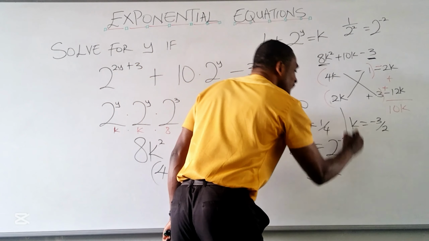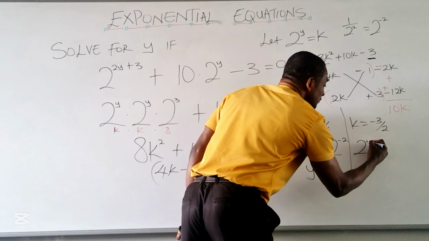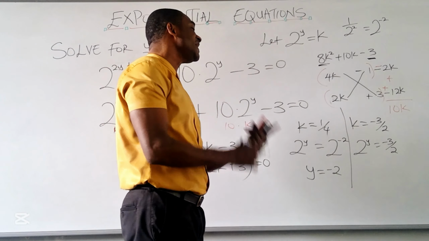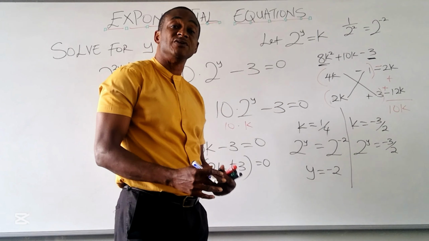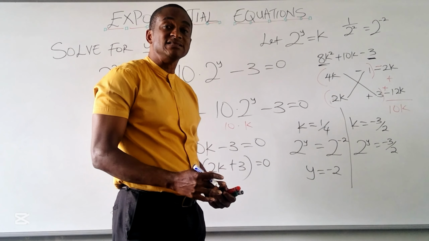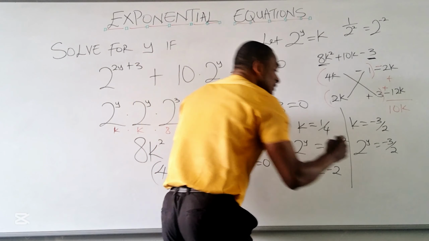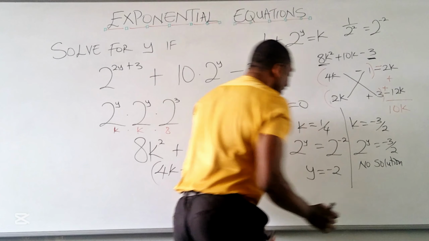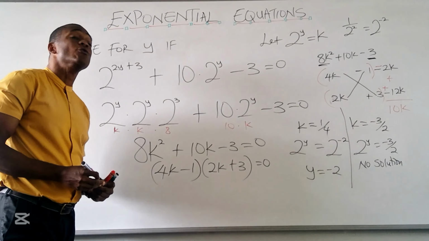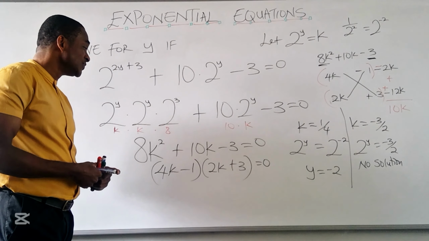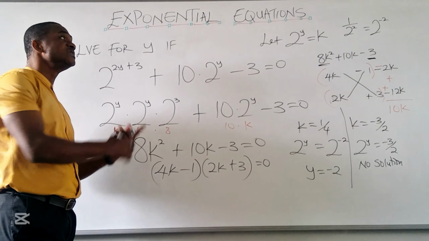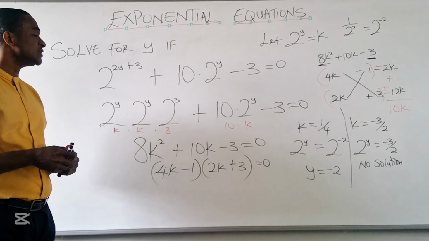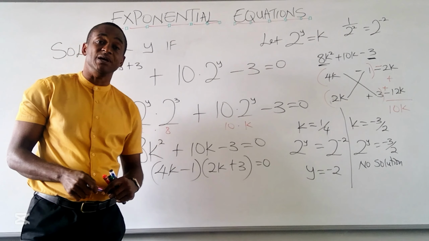We will do the same thing for the last one. I have 2 exponent y for k equals negative 3 over 2. Now we check, is there any way we can reduce negative 3 over 2 to the base of 2? If that is not working, then this will give us no solution. So for this to be valid, the only solution will be when y is equal to negative 2. So this is how we go about solving exponential equations that lead us to trinomials.